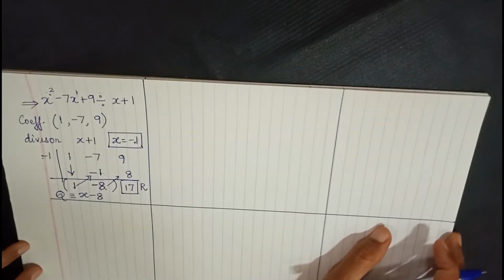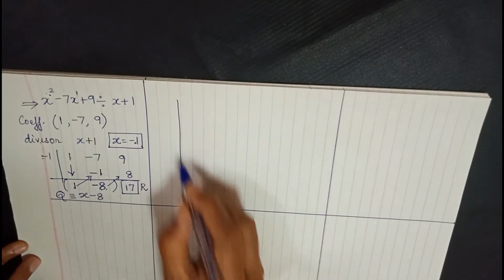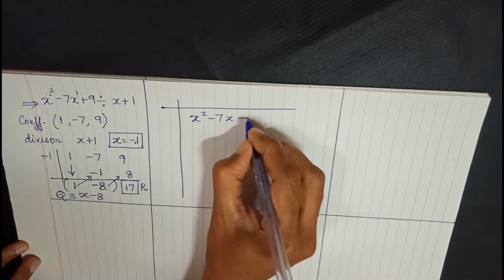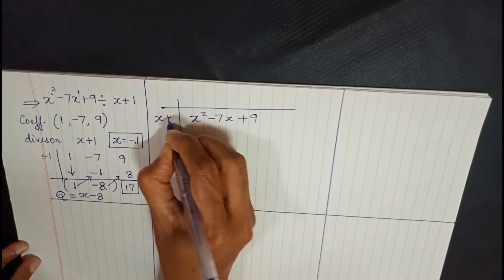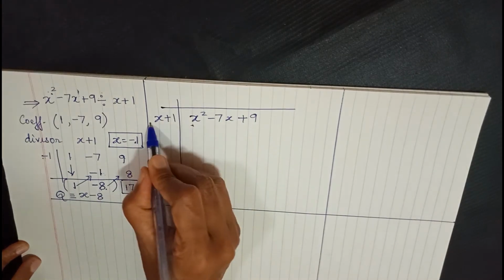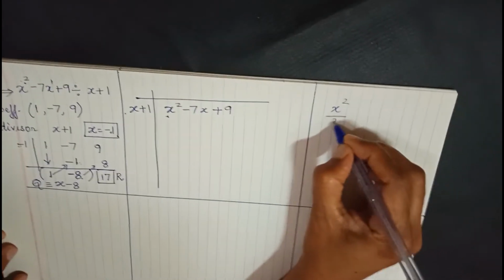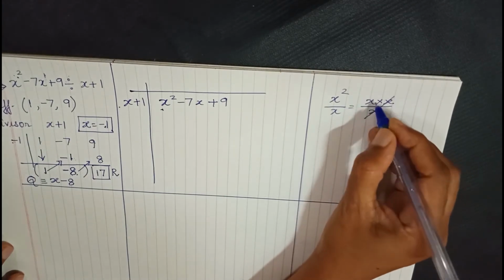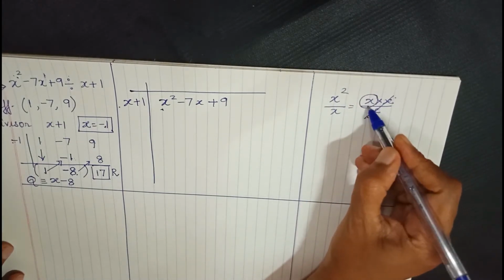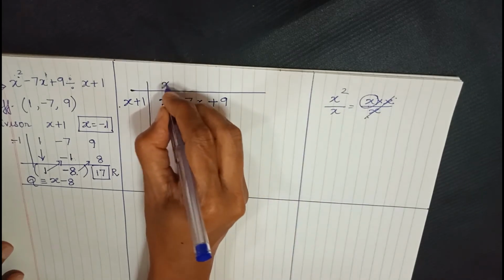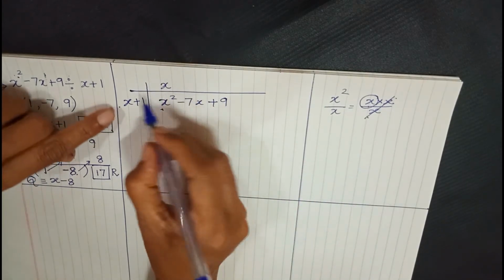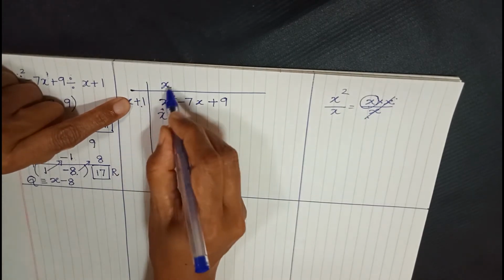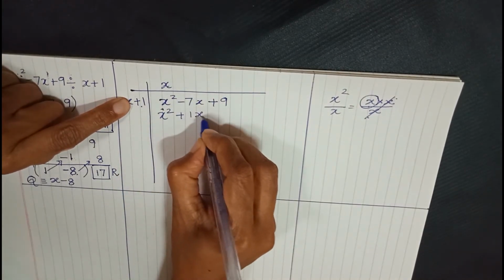So let's see by vertical division whether what we have done, do we get the same answer? Now to get x square from x. We know x square is nothing but x into x upon x. So x gets cancelled, only 1 remains. So here we have to multiply by x. So x into x, x square. Next, 1 into x is 1x.